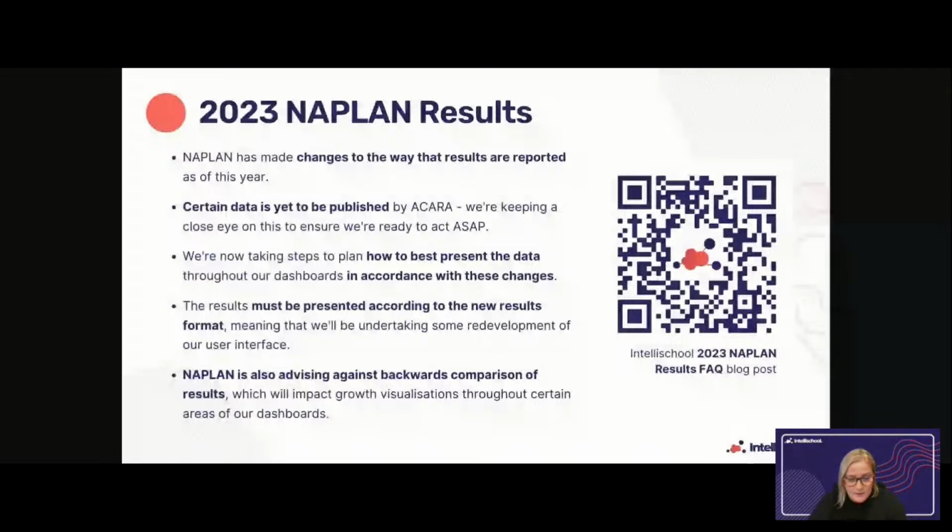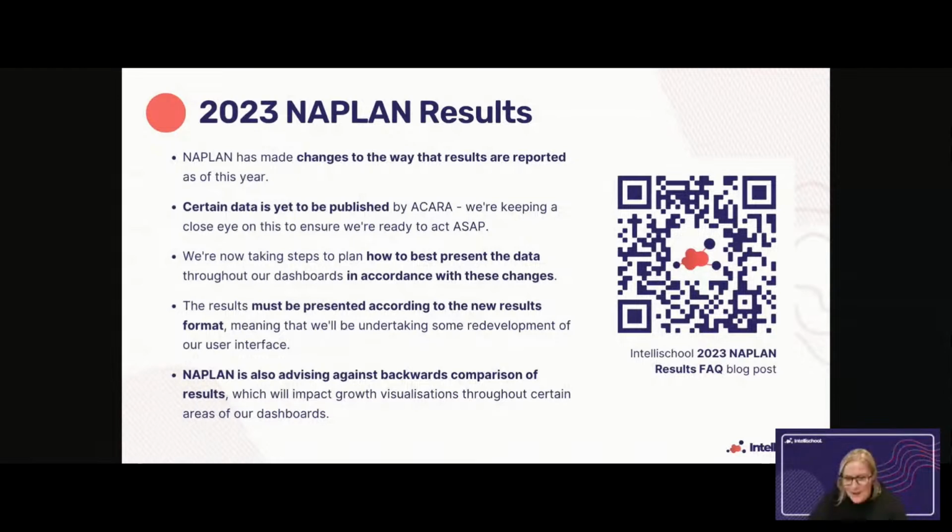And while we wait for that, we're taking steps right now to plan how to best present that data throughout our dashboards in line with those changes. And as, again, I'm sure you can appreciate, we must be presenting those results in accordance with those new formats. And that will result in a bit of redevelopment of our user interface. And in just a moment, I'm going to give you a sneak peek of that. What's also really important to note, for good reason, is that NAPLAN is advising against backwards comparison of results.